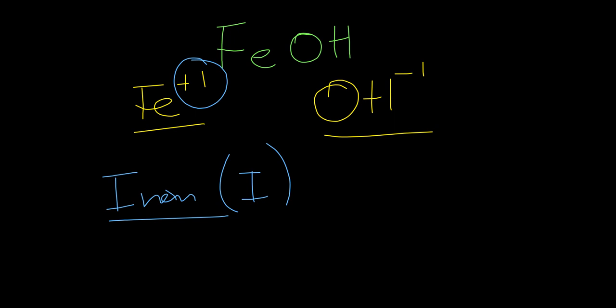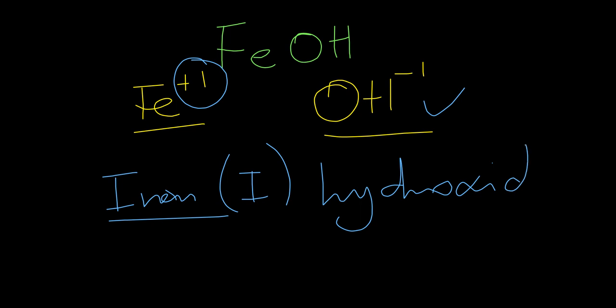We are done with the parenthesis aspect. So we need to now show our hydroxide component. So that will be this part. So that will be hydroxide. So the name of this compound will be iron 1 hydroxide. Simple as that. Let's look at another example.